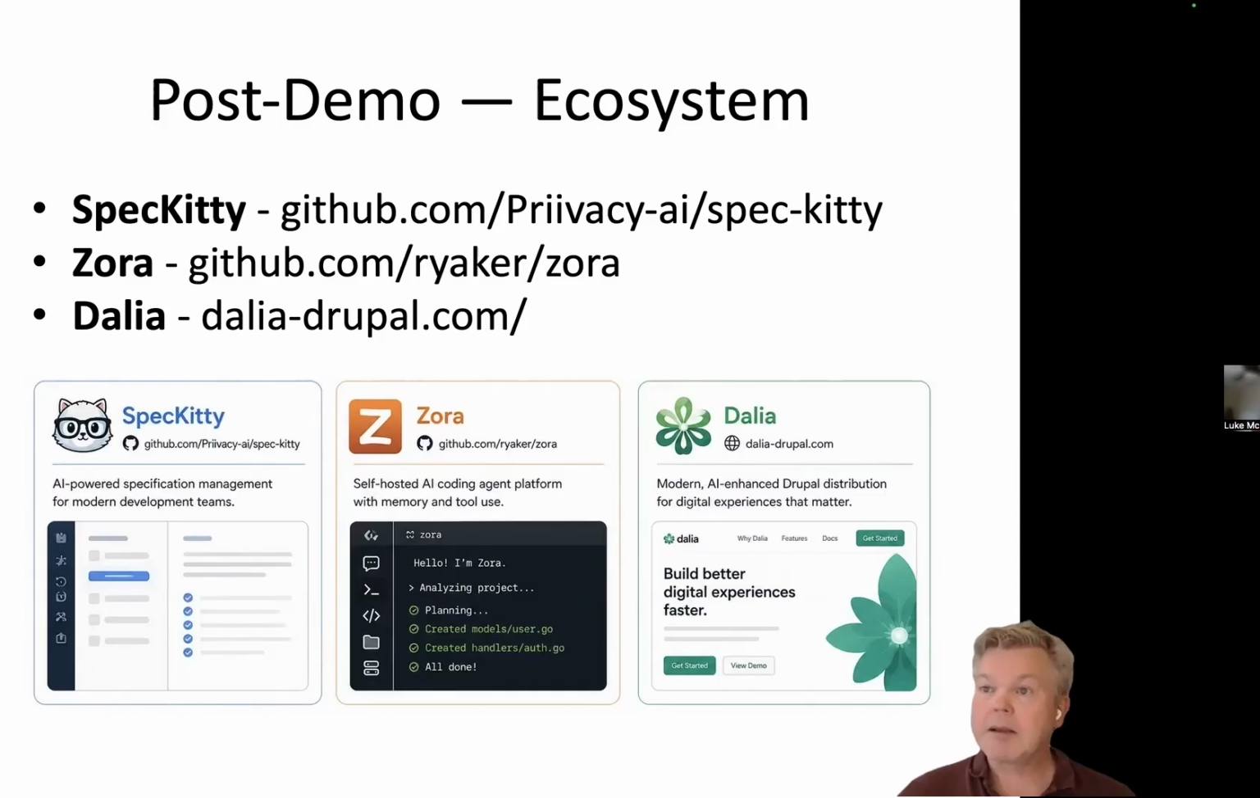There's Spec Kitty by Robert Douglas. Zora, which is created by my friend Richard Jaker as a safe alternative to OpenClaw. And then Dahlia, which is made by Matteo at Lullabot. So go ahead and check those out. See what you think.